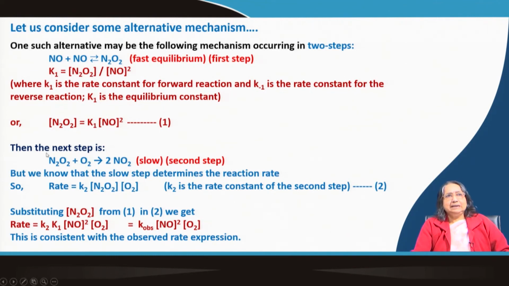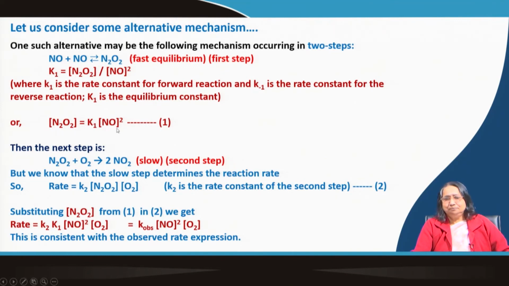Now, what is the next step? Because this is an intermediate, it has to be consumed. So the next step is N2O2 plus O2 giving 2 NO2, and this is a slow step, the second step, okay. Now we know that the slow step determines the reaction rate. Then what will be the rate? Rate will be K2 into N2O2 concentration into oxygen concentration, okay. Now here N2O2 is not appearing in the overall reaction, okay.